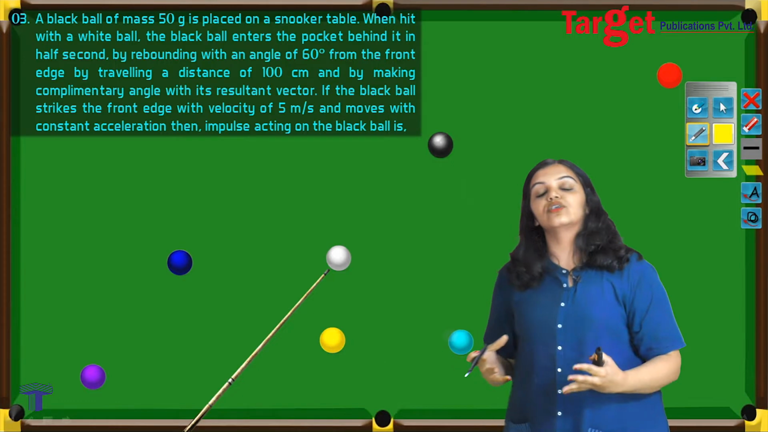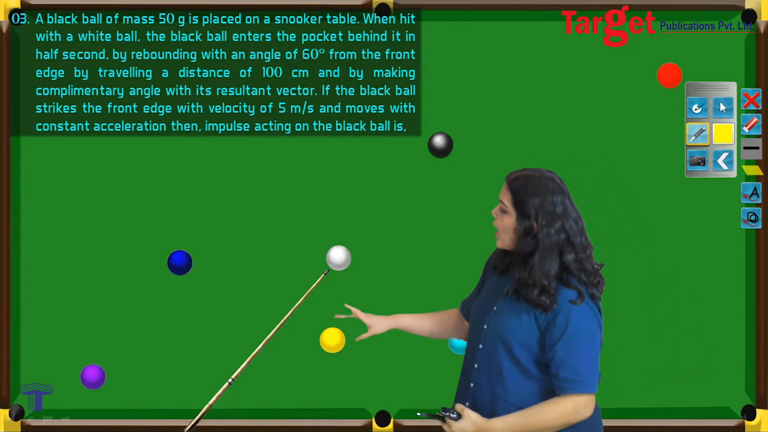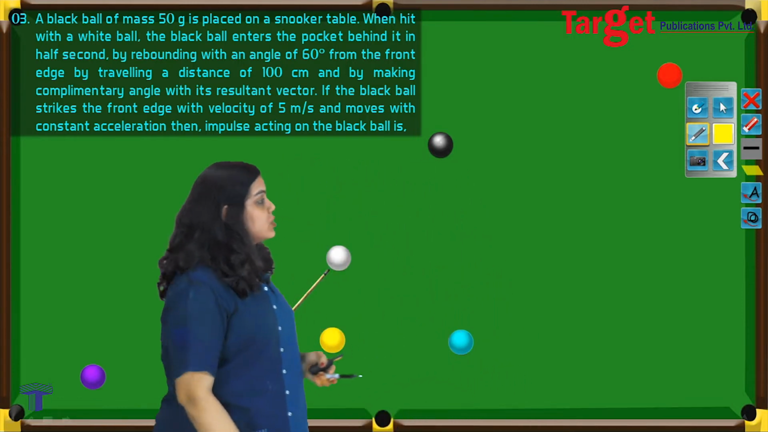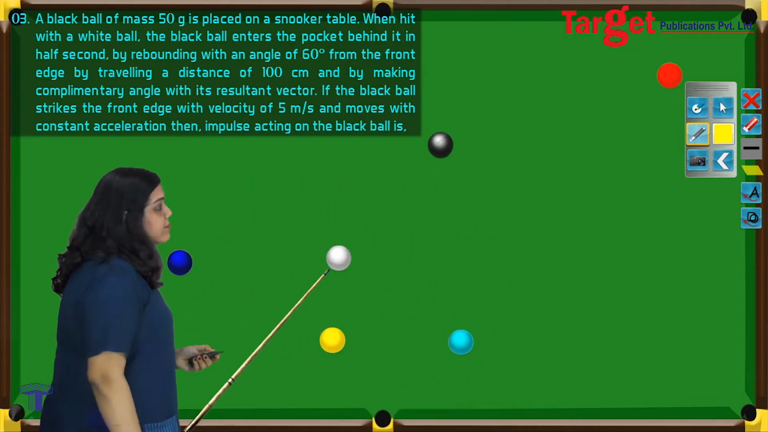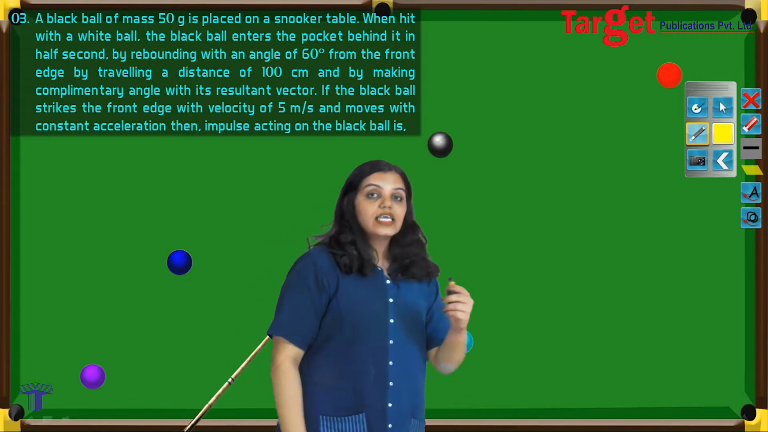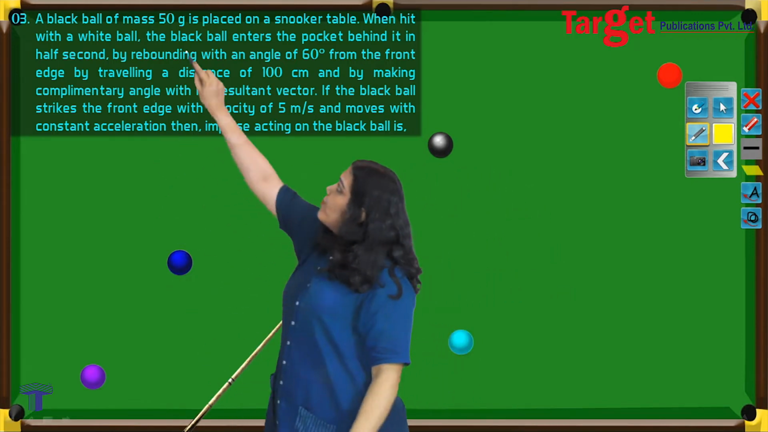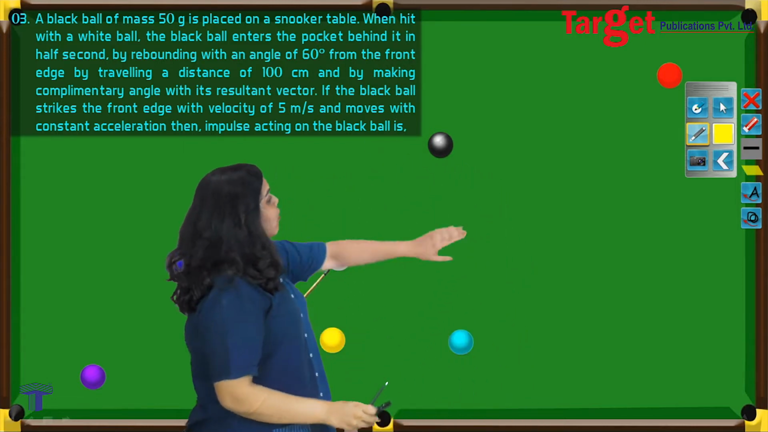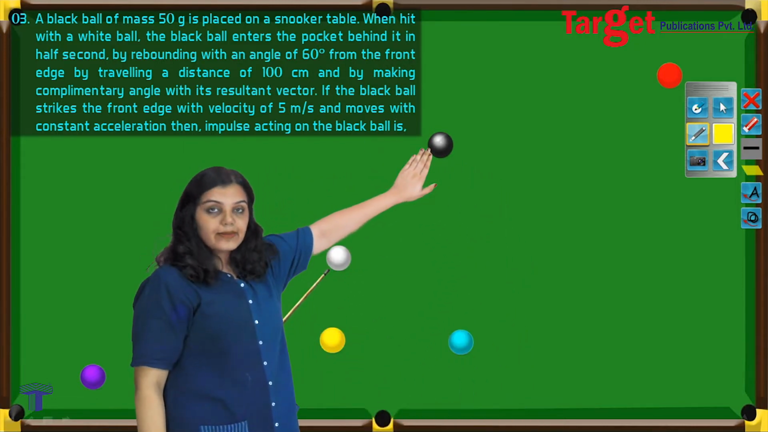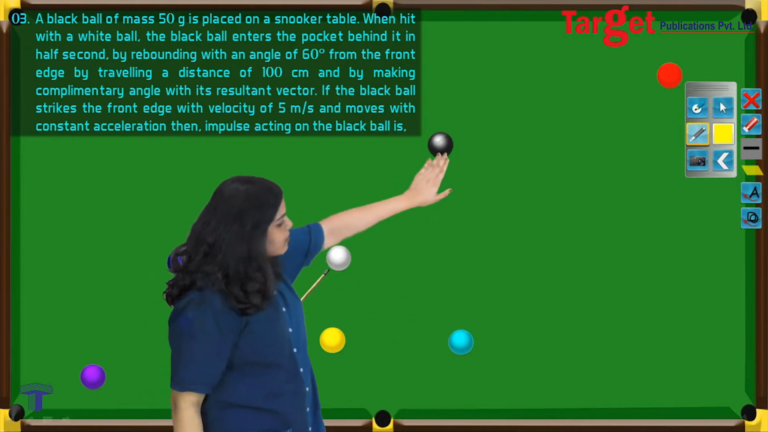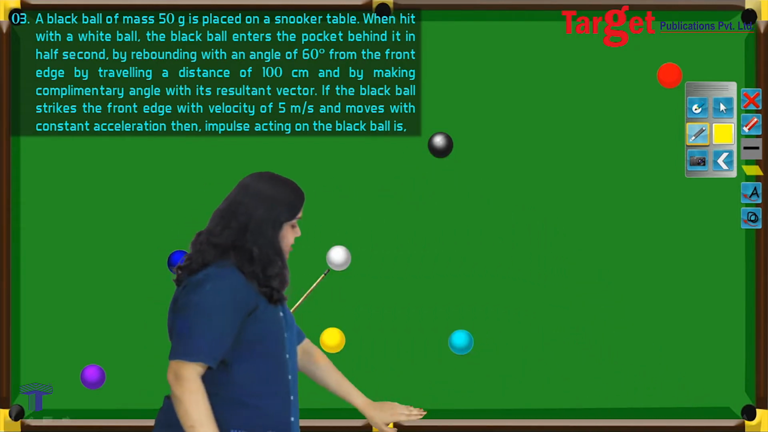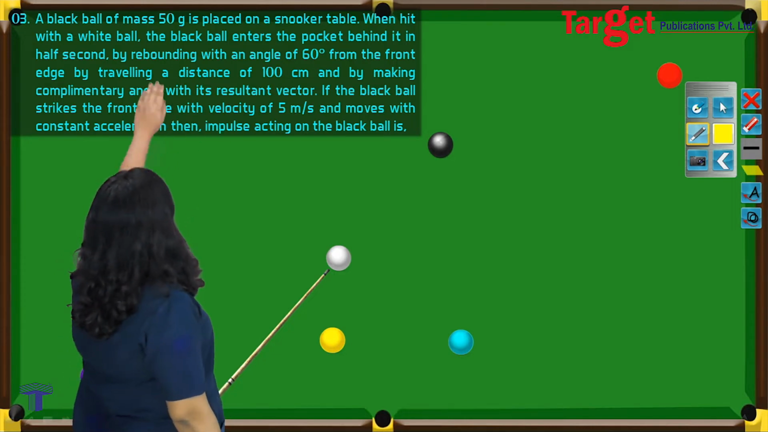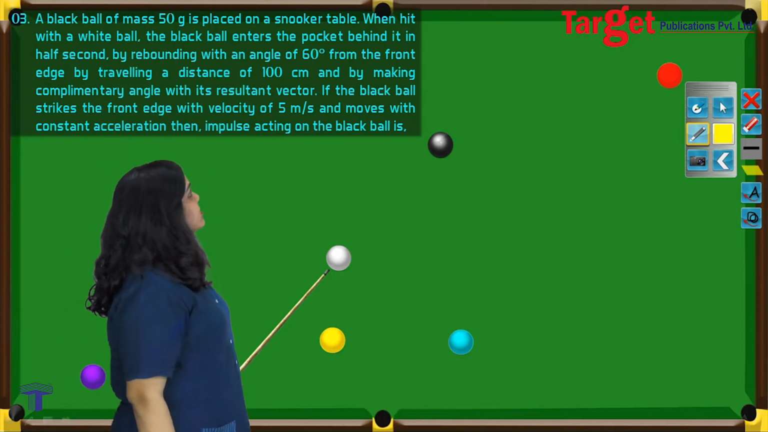Let's first try to visualize the motion of this white ball hitting the black ball and see if you agree with the animation in the picture. When this white ball hits the black ball, the first thing that is told to us is that the black ball enters the pocket behind it. Now look at this black ball. Which are the pockets behind the black ball? Behind the black ball means this pocket, or it could be this pocket, or it could be the pocket on the left. But then it also says that it is rebounding with an angle of 60 degrees.